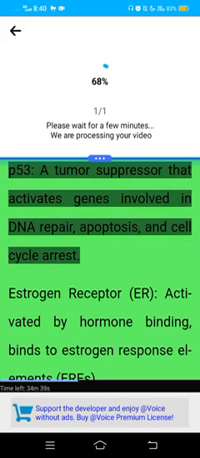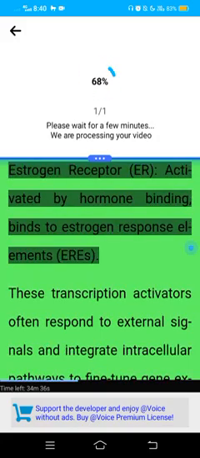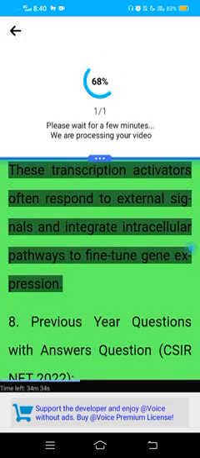p53, a tumor suppressor, activates genes involved in DNA repair, apoptosis, and cell cycle arrest. Estrogen receptor ER, activated by hormone binding, binds to estrogen response elements, EREs. These transcription activators often respond to external signals and integrate intracellular pathways to fine-tune gene expression.